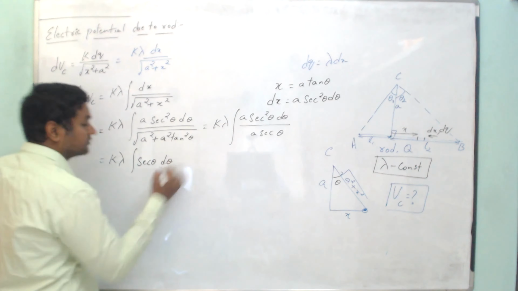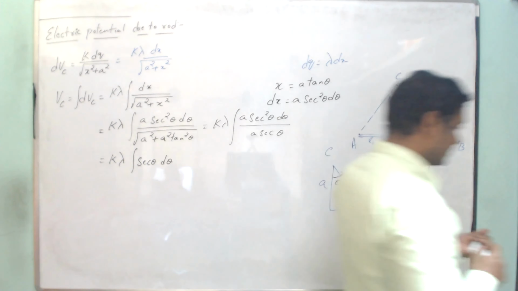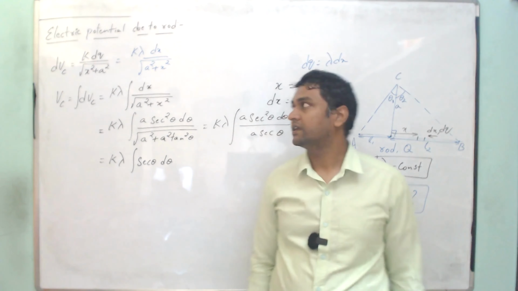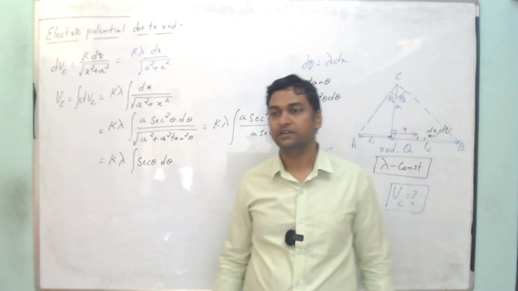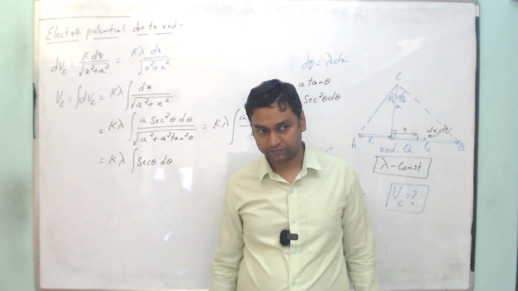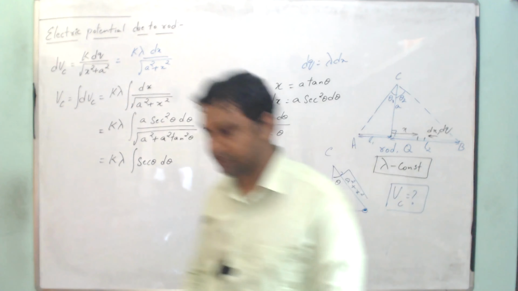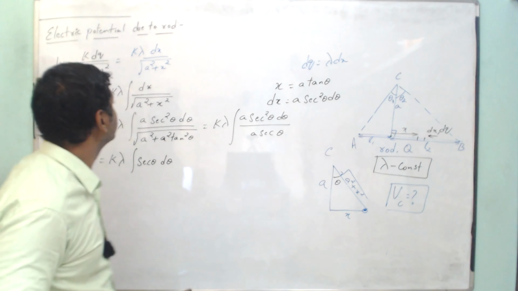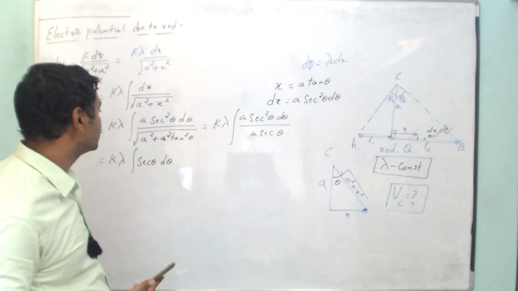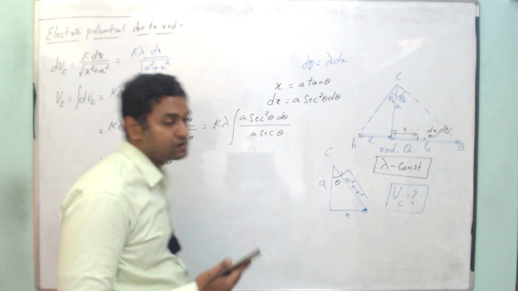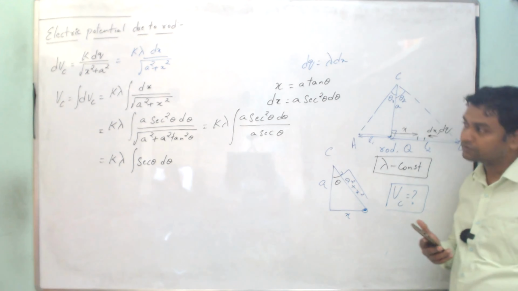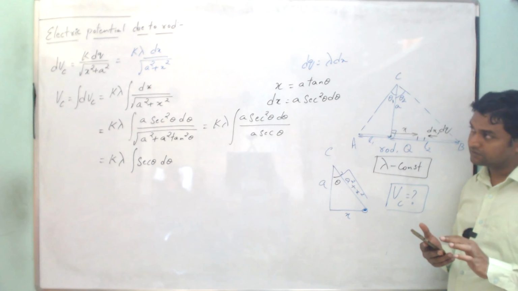I don't remember the integration of secant theta. Integral of secant x is ln mod of secant x plus tan x, there is a formula for that. Let us check in Google. We can also do it using substitution. First we have to think which differential will give secant theta.